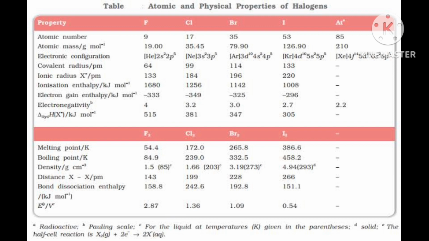One question is asked that I am telling you, and after that I will explain it. The question is that although the electron gain enthalpy of fluorine is less negative as compared to chlorine, fluorine is a stronger oxidizing agent than chlorine. Why? This question is asked.